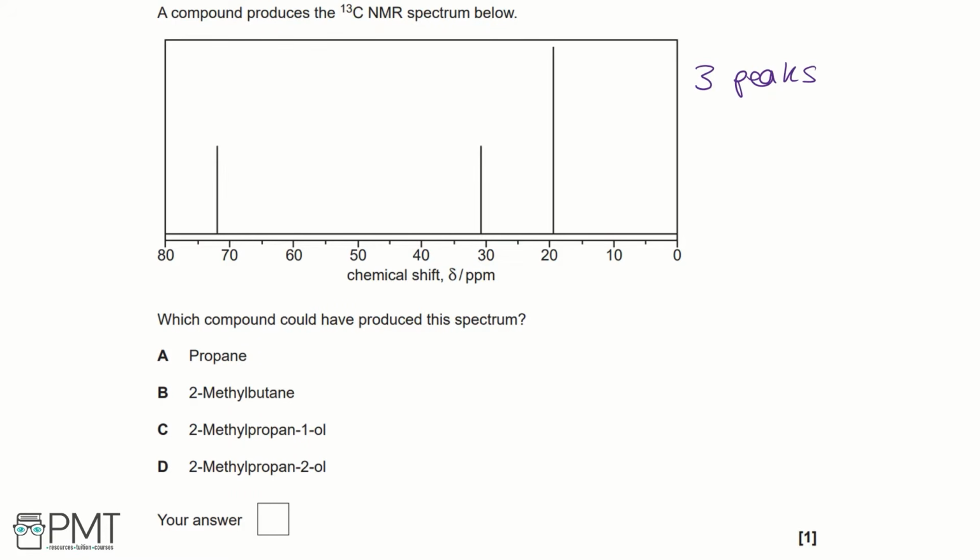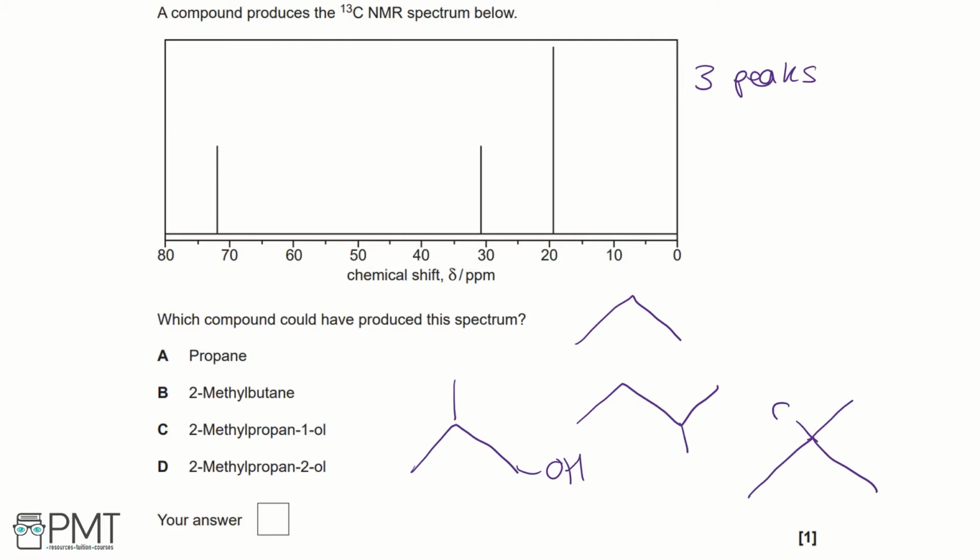Now we need to draw the compounds we've been given in the question. So we have propane, 2-methylbutane, 2-methylpropan-1-ol, and 2-methylpropan-2-ol. Now we can identify how many peaks we would predict in a carbon-13 NMR. So if we look at propane first, we would expect 1, 2 peaks on a carbon-13 NMR spectrum.